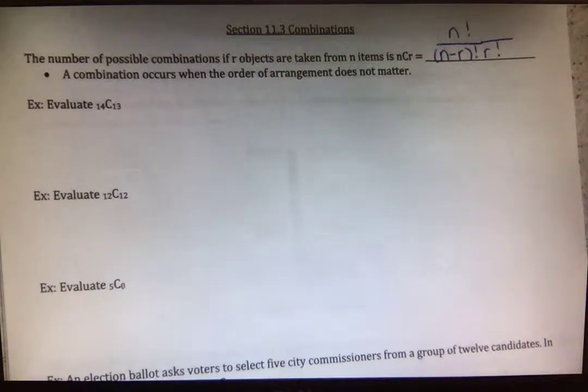So they look very similar. What's the difference between the permutation and the combination formulas? Yeah, the one more step, the one more R factorial on the bottom. Keep that in mind. The R factorial on the bottom.